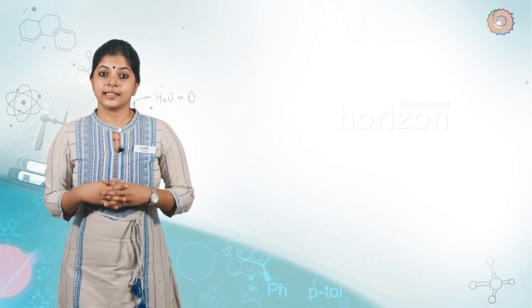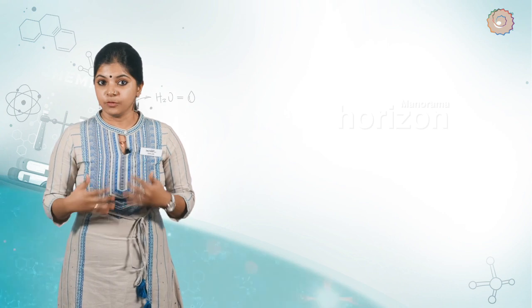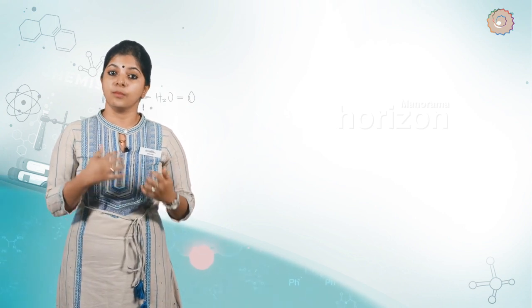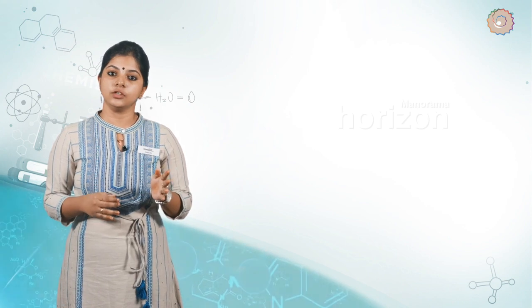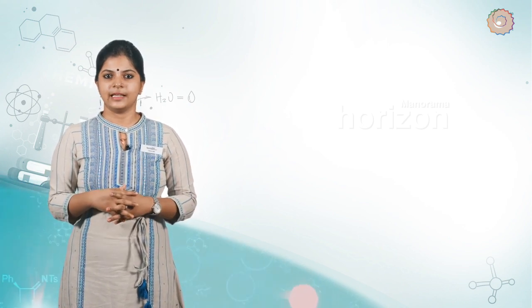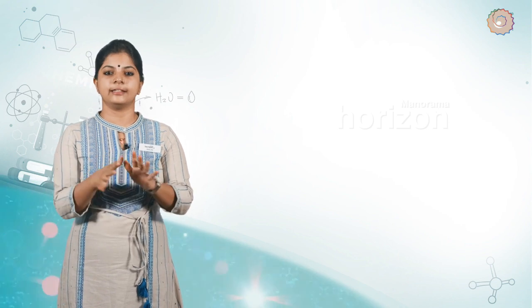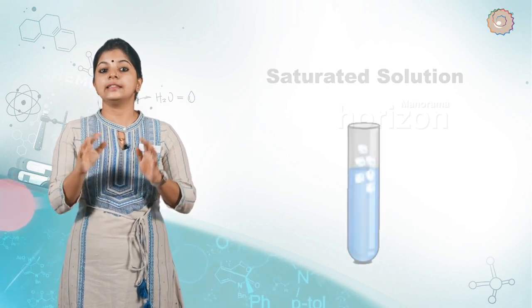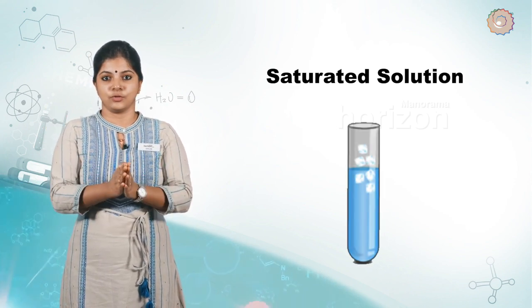So we understand that in a solution, the relative proportion of the solute and the solvent can be varied. Depending upon the amount of solute present in a solution, it can be called dilute, concentrated or a saturated solution. Dilute and concentrated are comparative terms. At any particular temperature, a solution that has dissolved as much solute as it is capable of dissolving is said to be called a saturated solution.